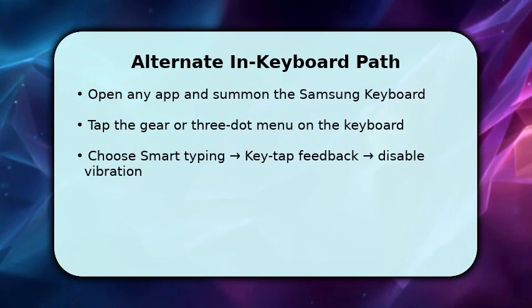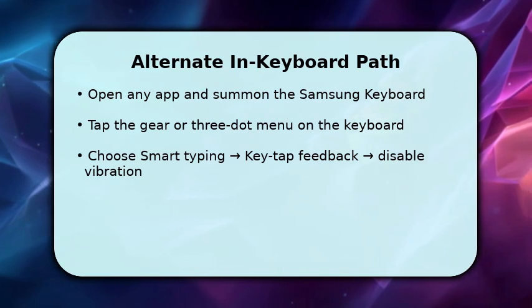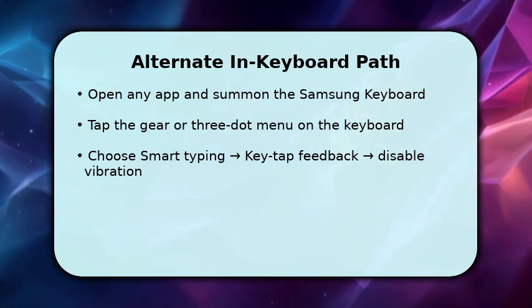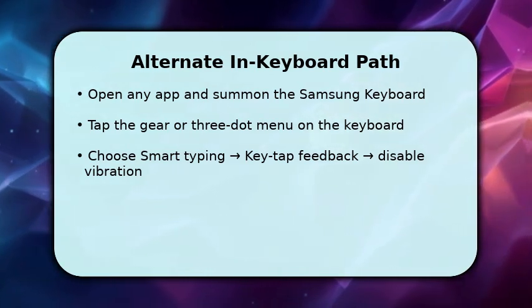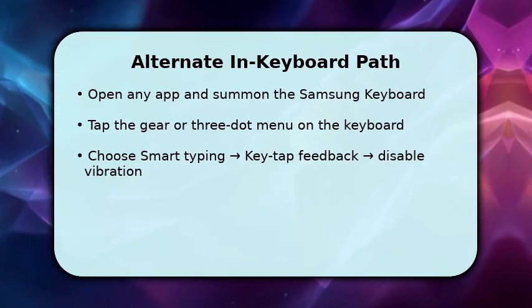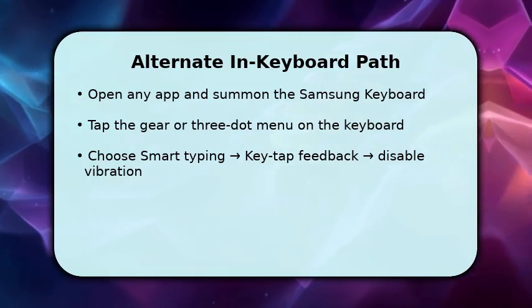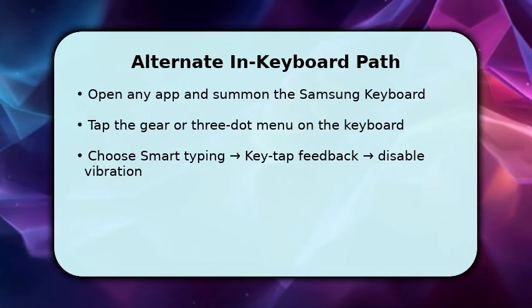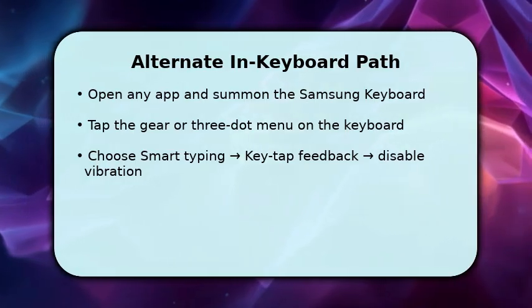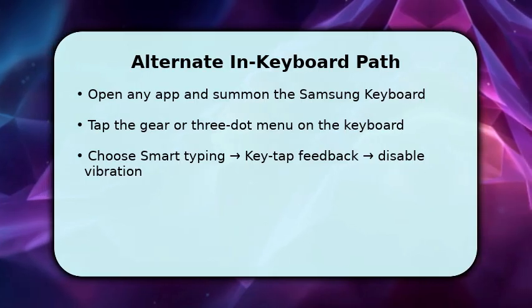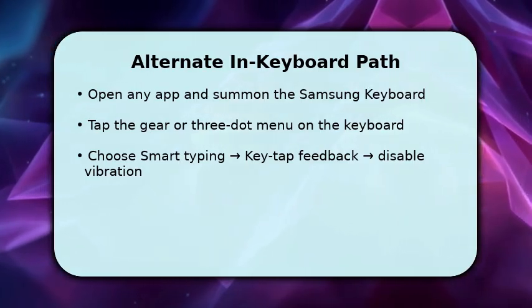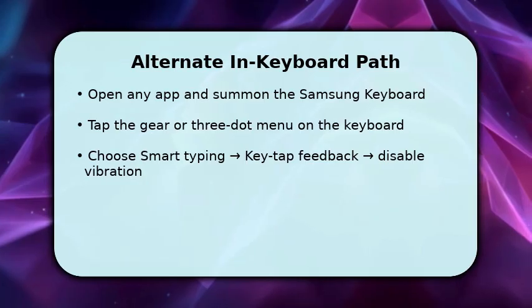If you prefer a faster route, open an app, bring up the Samsung keyboard, and tap the gear icon or three-dot menu on the keyboard itself. This opens the keyboard settings without leaving your current app. Then choose Smart Typing, find key tap feedback, and switch off vibration for key presses. This path is useful because it shows the exact toggle as it applies to that keyboard layout.